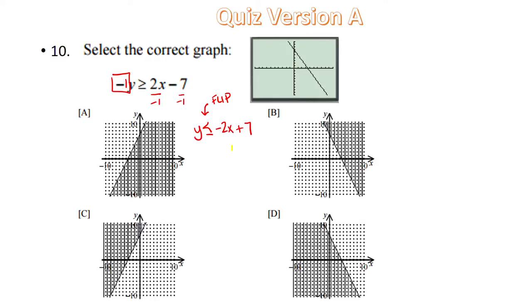If you graph that, you have this as your equation, but you're going to want to remember what less than or equal to means, which means shade below with a solid line. The only one that's shaded below with a solid line that looks like this is D.